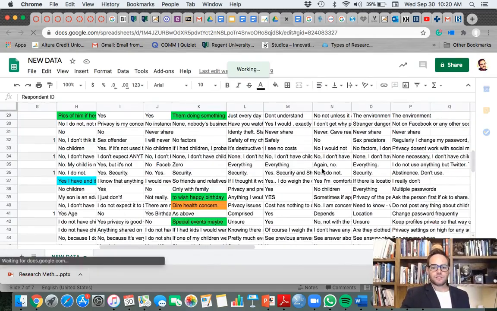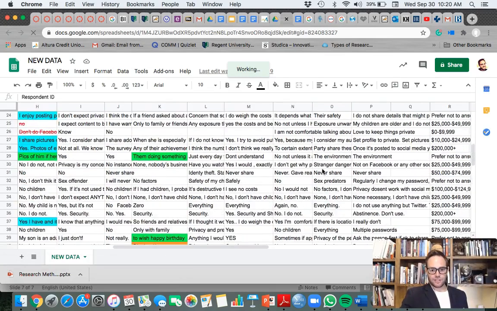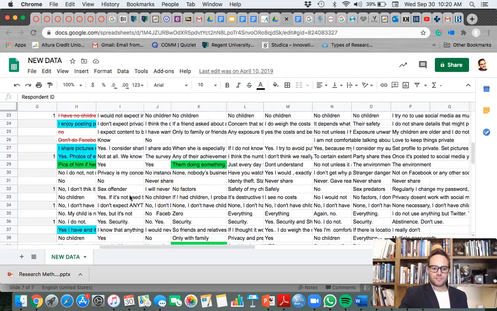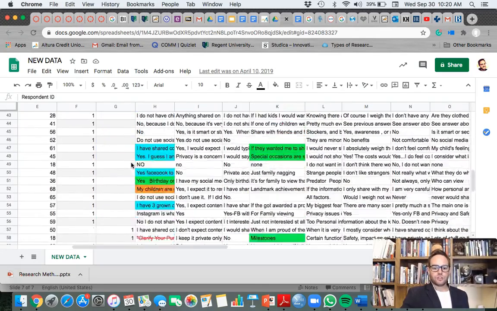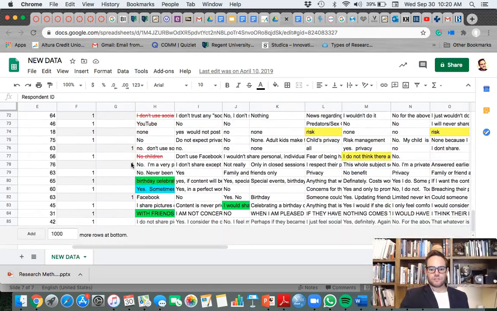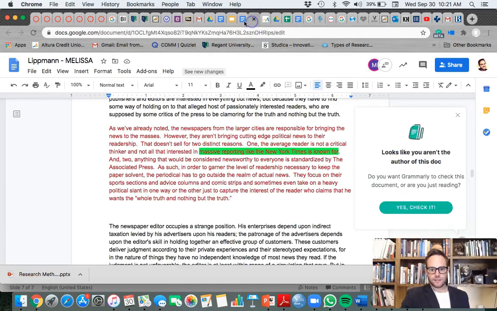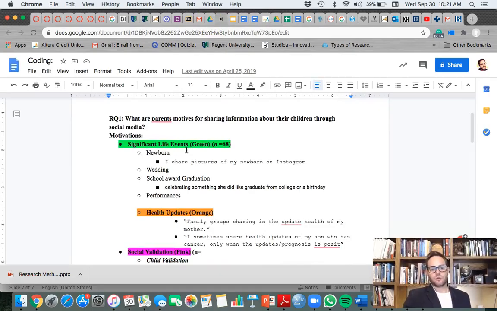But essentially, I took all of the people's answers and I put them into an Excel sheet. And I started going through and highlighting things that related to the specific research questions that I was trying to answer. And let me see, where did I have it? Okay, here it is. So the code book, right?